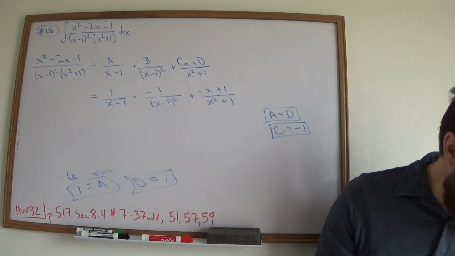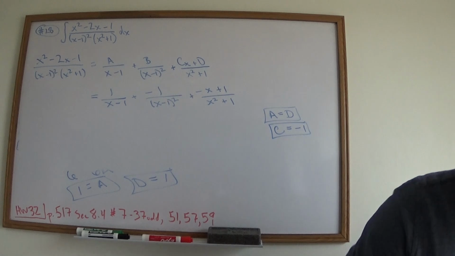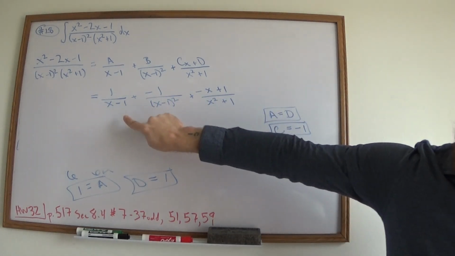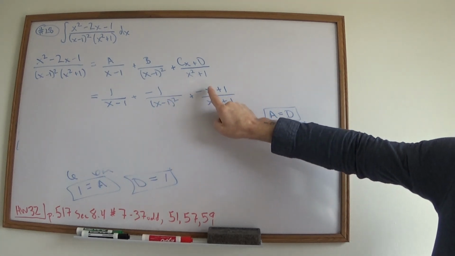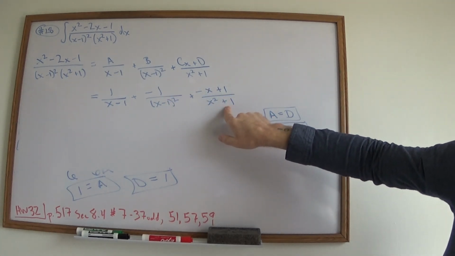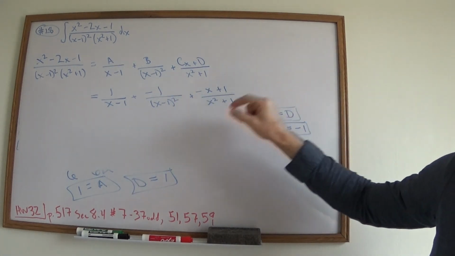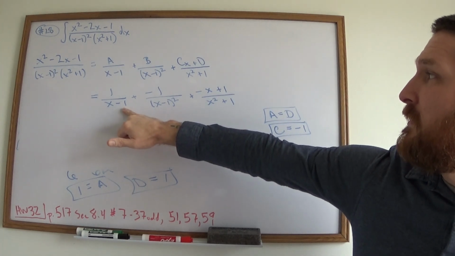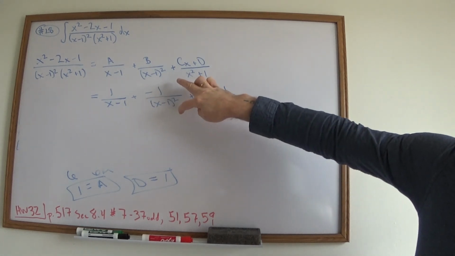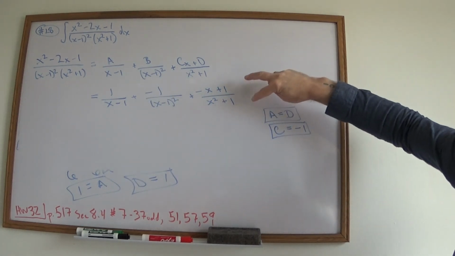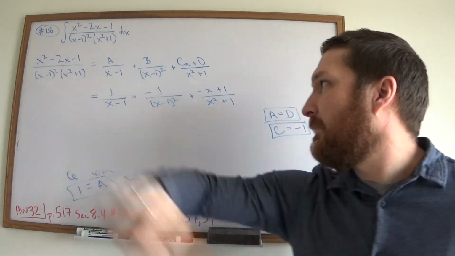Okay, let me make sure that's what I got. And I did, yes: 1 over x minus 1, negative 1 over x minus 1 squared, plus negative x plus 1 over that. Yes, and I did check it. Trust me, I got them all with a common denominator. Multiply this guy by x minus 1 times x squared plus 1, top and bottom. Over here, x squared plus 1, top and bottom. Over here, x minus 1 squared, top and bottom. You do it all, and it does come out to that.